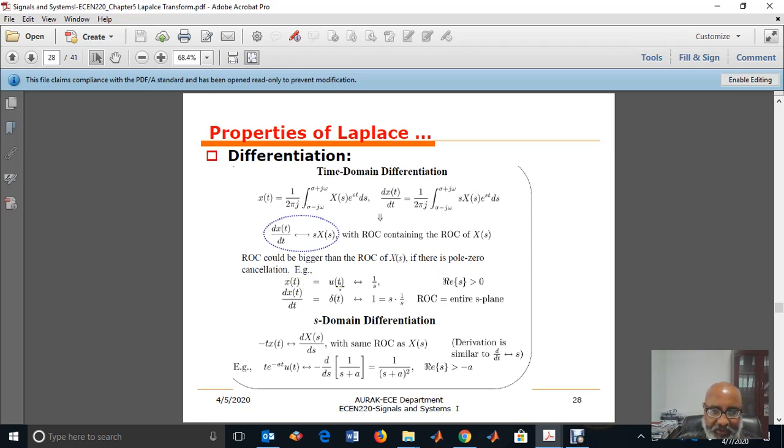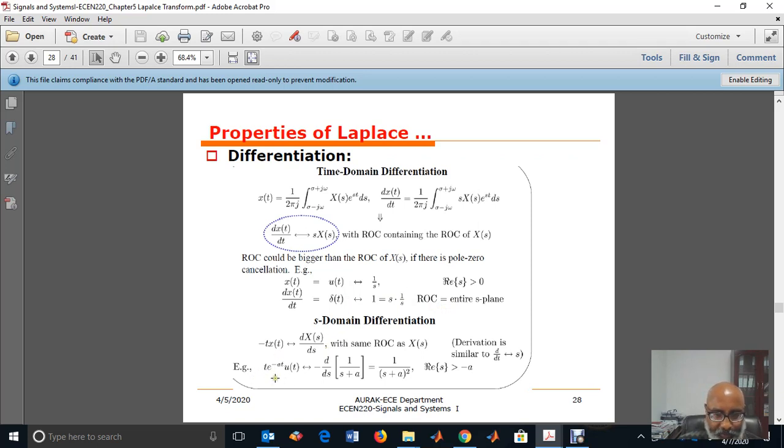x of t is u(t). What is the Laplace transform of u(t)? 1 over s, and real part of s greater than 0. What is the derivative? The derivative of x of t is the Dirac delta of t, and its transform is 1. How do we find it using the derivative property? dx(t)/dt means s times X(s), which is 1 over s times s, equal to 1. What is the region of convergence? The entire s plane, because of the pole-zero cancellation.